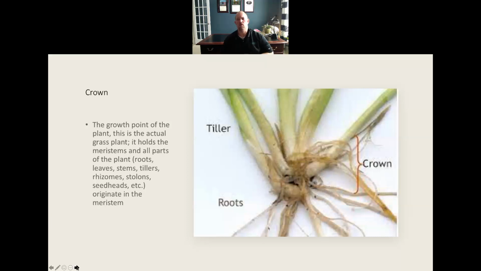Grass is different. Grass only has one point of meristematic growth, and this structure called the crown is what gives rise to the roots. It gives rise to the flower. It gives rise to the blades and the stems that come off of it. It also gives rise to other secondary reproductive structures on the plant that are kind of unique to grass plants. So the crown holds the meristems for all parts of the plant: the root, the leaves, the stems, tillers, rhizomes, stolons, seed heads, you name it. It all originates from the meristem.